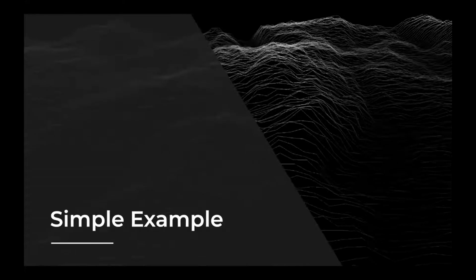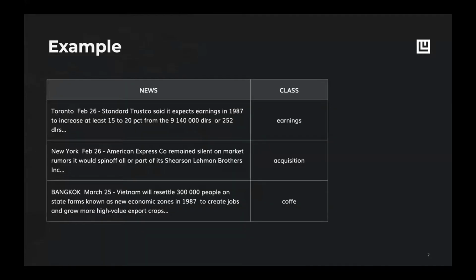So let's start with a really simple example that is basically Ludwig in a nutshell. Assuming that you have some data that looks like this. This is a table where you have two columns. One is news and one is class. The news column contains some text, and the class column contains some categories. And so what you want to do is you want to train a model that, given a new piece of news, can predict a class.